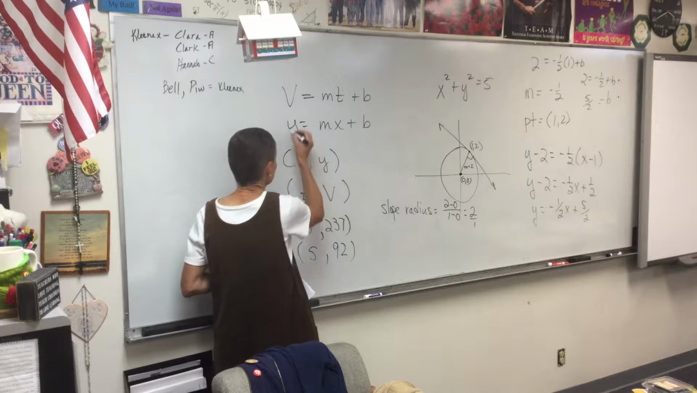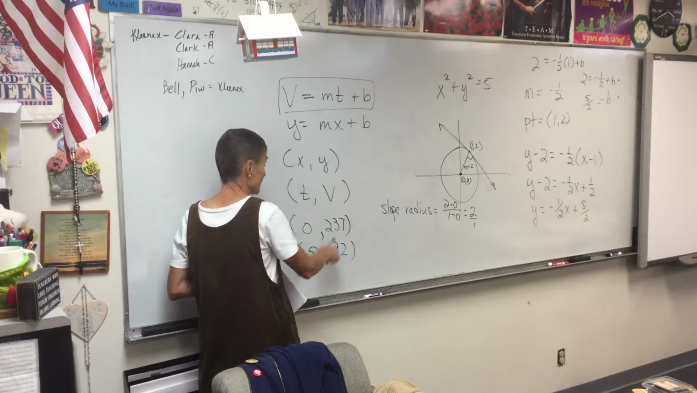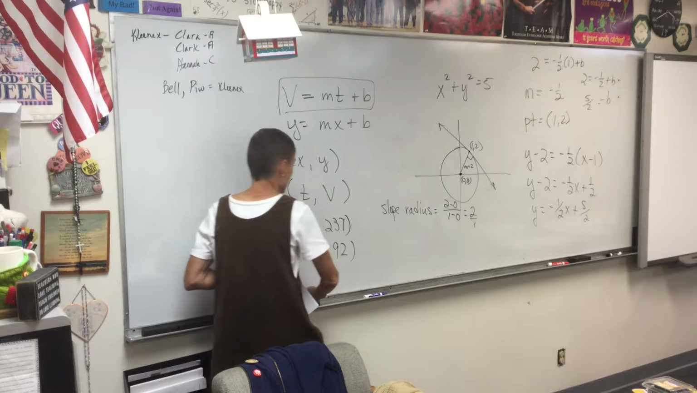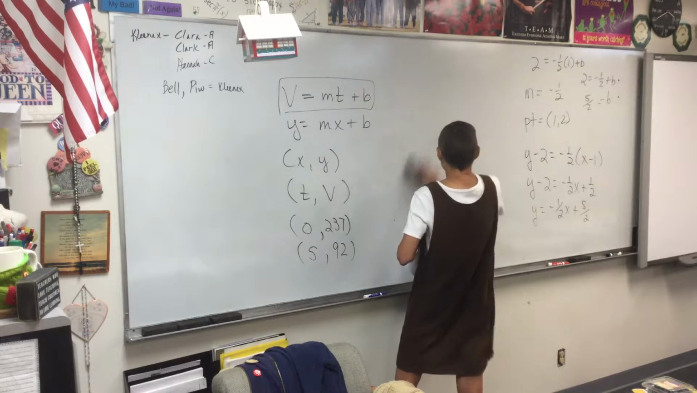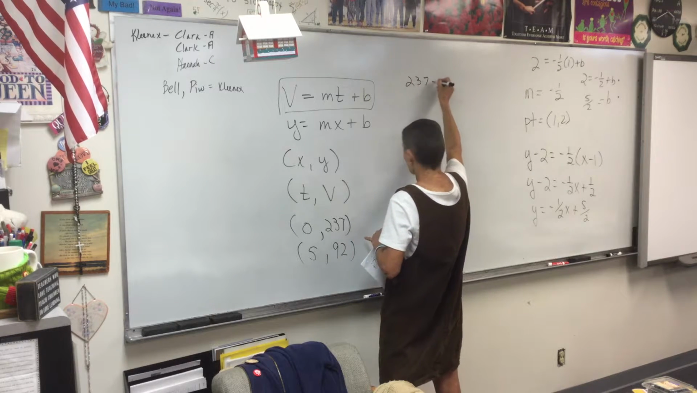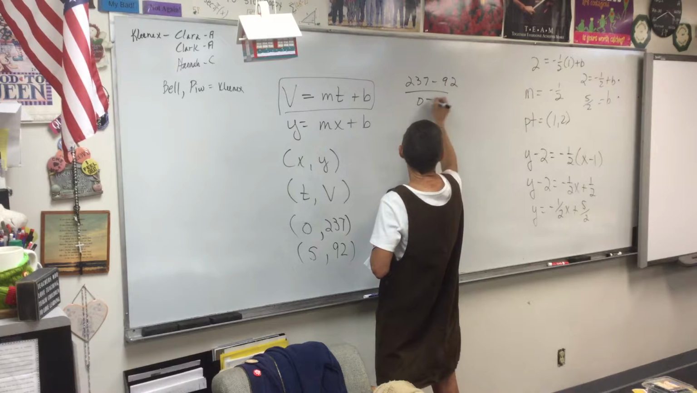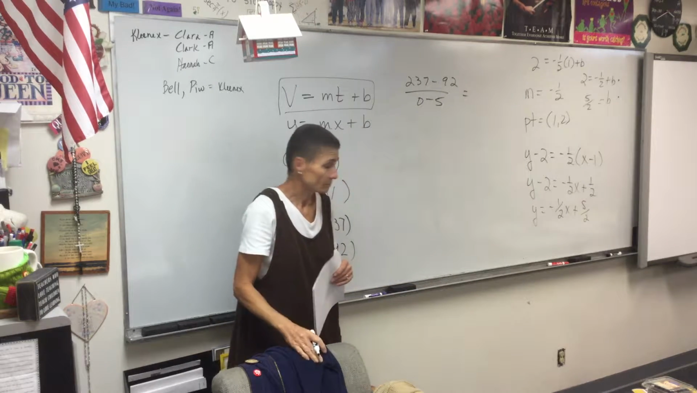Okay, I need to come up with an equation that looks like this, which you already said was a line. So what do I need to do? Do exactly what I just did. Exactly. I need to find the slope. The slope is 237 minus 92 over 0 minus 5. What is that? -29.